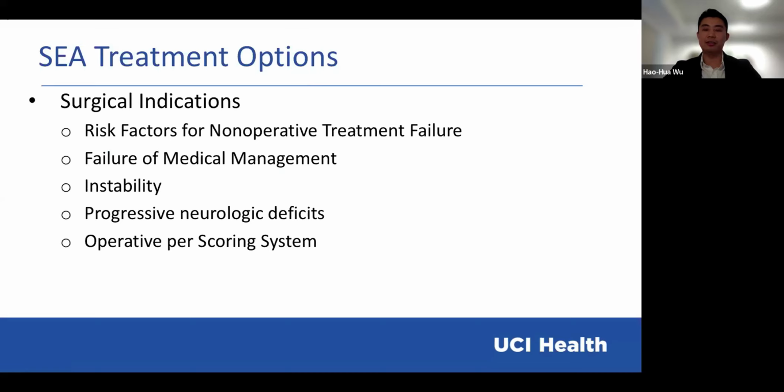In terms of surgical indications, this is another learning objective for this talk. Things to remember are patients that have risk factors for treatment failure, and we're going to get to that in the next slides. Look for failure of medical management, typically defined as over 1 week of appropriate IV antibiotic treatment. Patients that have instability, like an unstable fracture in the setting of infection, need to be stabilized. If patients have progressive neurologic deficits, that's another indication for requiring surgery. You may also indicate a patient for surgery using one of the many scoring systems out there that predict non-operative treatment failure. We're going to go over some of the scoring systems, including the 2 that I think are the most relevant and the most interesting.